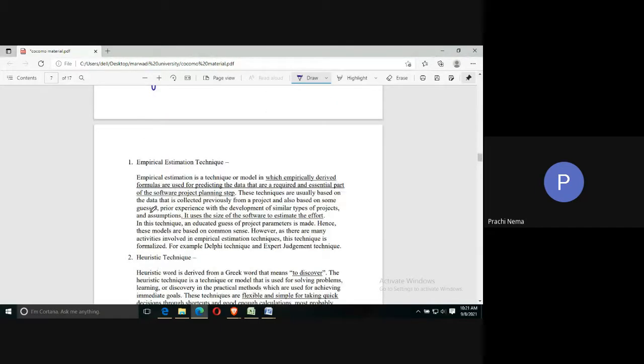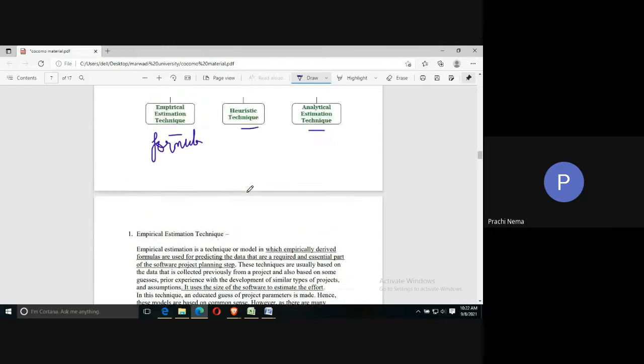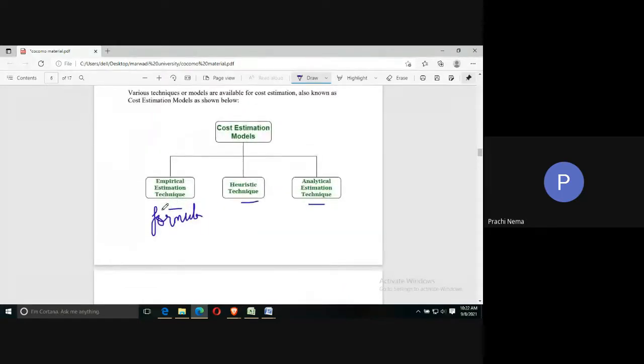See, it is written over here. Empirical estimation derives a formula that is used for predicting the data required and is an essential part of the software project plan. The formula which it derives will use the size of the software to estimate the effort, and that effort will tell us about the cost. So this is how the empirical technique works.